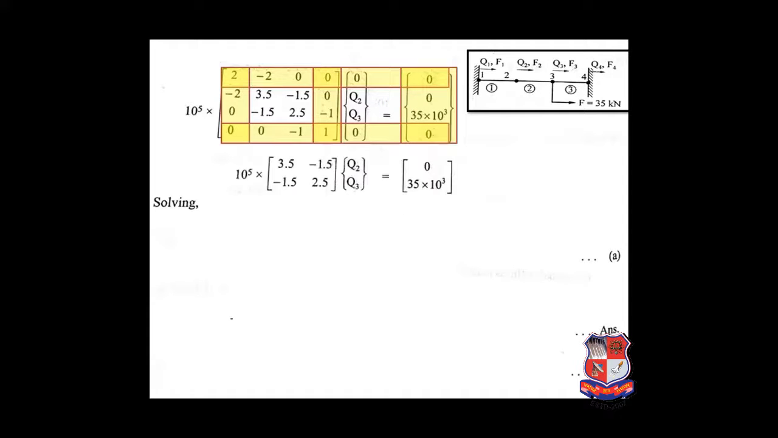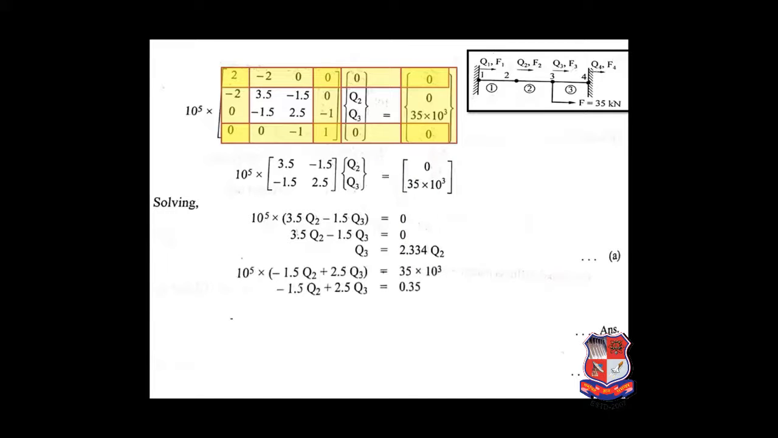So let's see, this is the conclusive matrix: 10 raised to 5, 3.5, minus 1.5, minus 1.5, 2.5. Q2 and Q3 is equal to 0 into 35 into 10 raised to 3. This is the value of F3. Okay, clear? So now we simplify it. When we simplify, we get the first formula, Q3 is equal to 2.334 Q2.